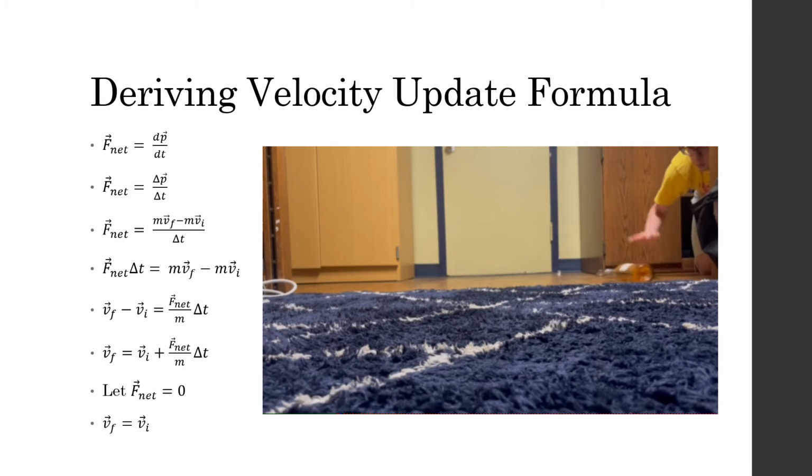For deriving the velocity update formula, it can be seen here. Mainly we convert change in momentum to mass times change in velocity, and then we do some more algebraic manipulation to find velocity equals initial velocity plus net force divided by mass times the change in time. We got this originally from the net force is equal to change in momentum divided by change in time. Now if we let the net force equal 0, we can see we have a constant velocity, or final velocity equals initial velocity.